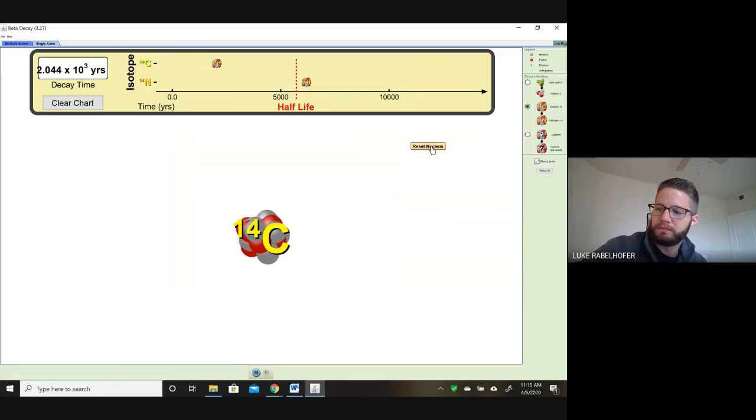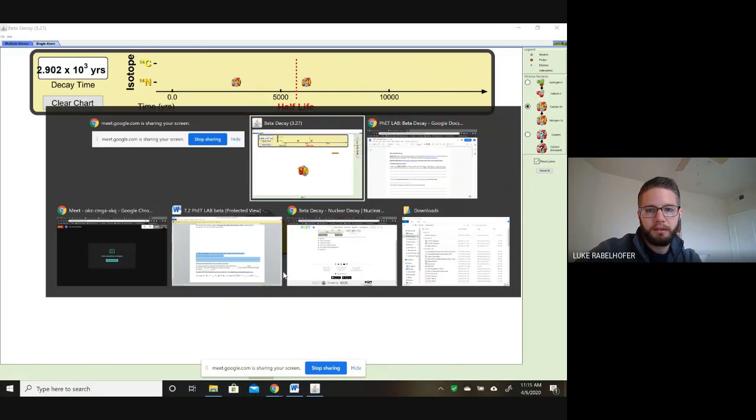All right, so notice now carbon-14 turned into nitrogen-14 because the electron shot away. And notice they're moving slower, and nitrogen-14 will stay here forever. It will not ever decay. So it's a stable nucleus. So let's go back over here.